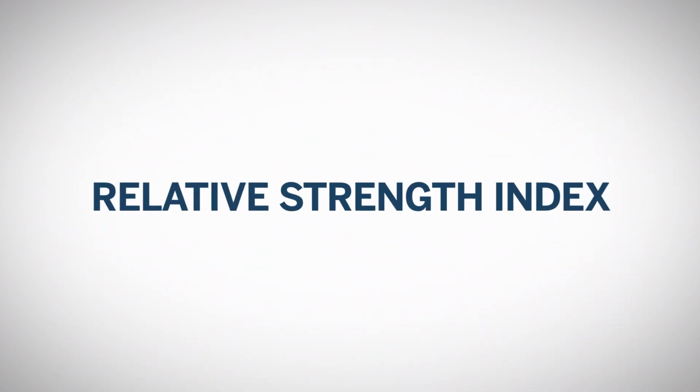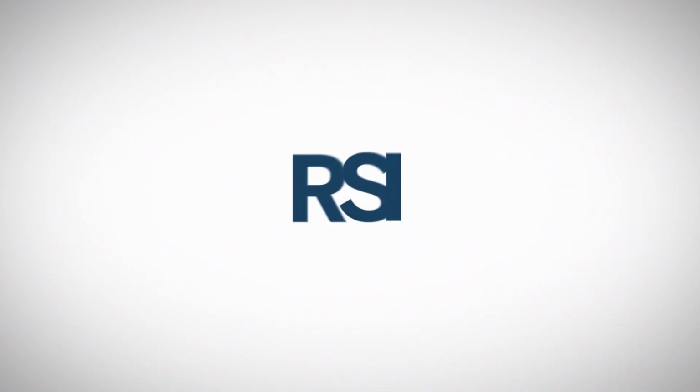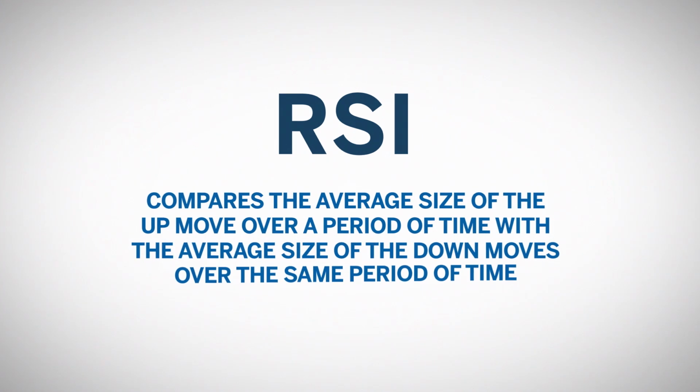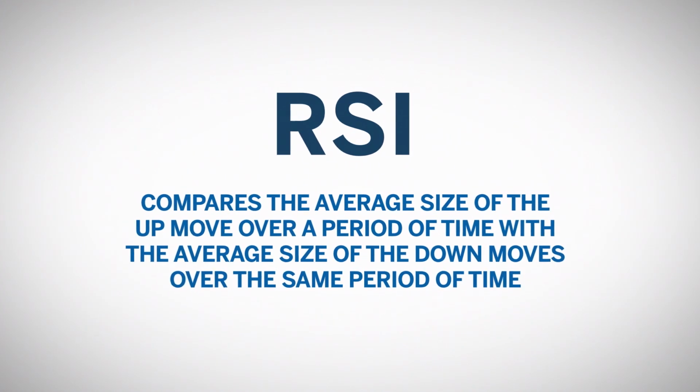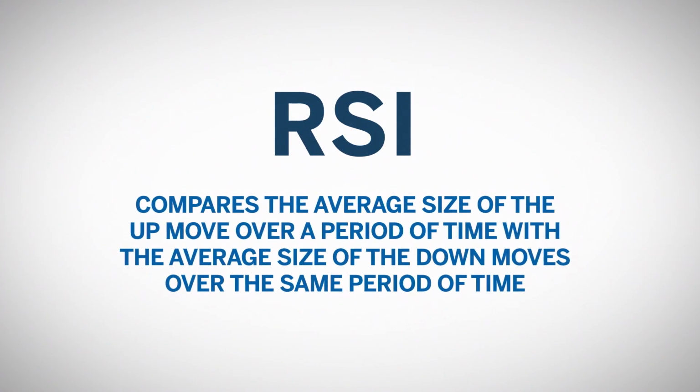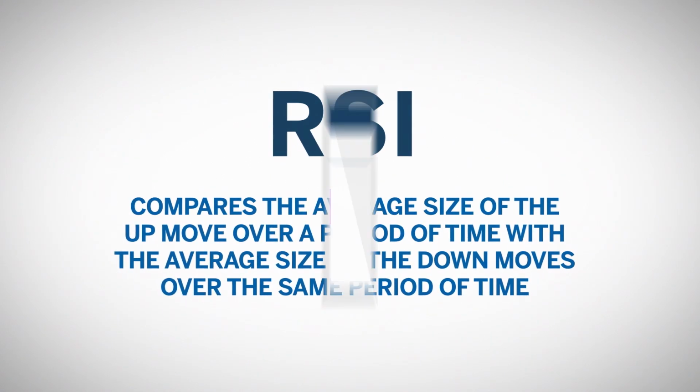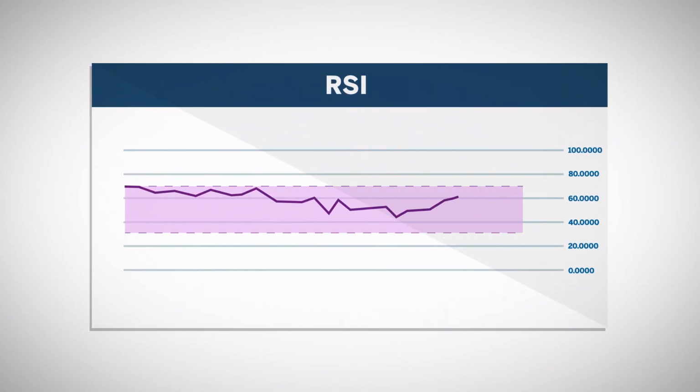Another oscillator is the Relative Strength Index, or RSI. The RSI compares the average size of the up moves over a period with the average size of the down moves over that same period. If the RSI is over 70, this is generally seen as overbought, and price might move down. A reading of 30 indicates a market that is oversold and the price might move up.